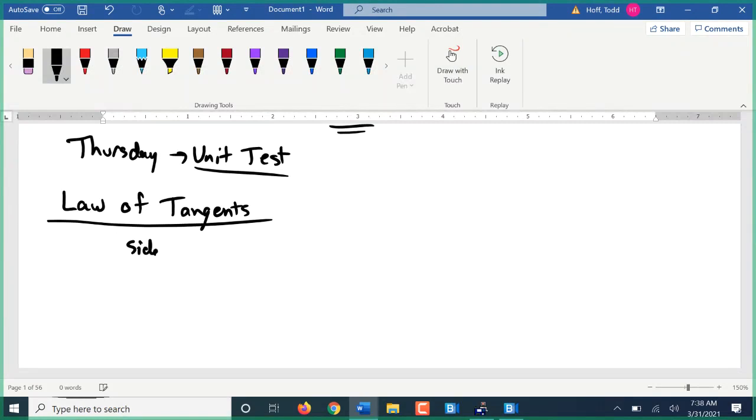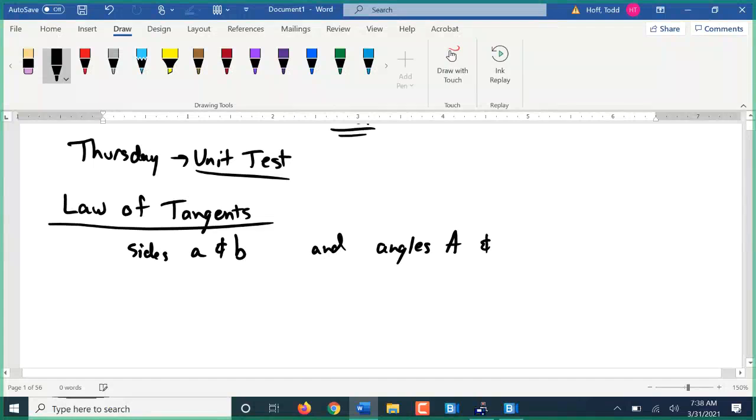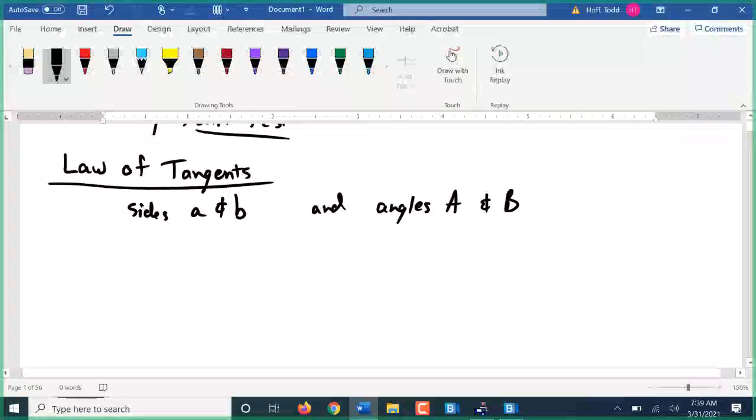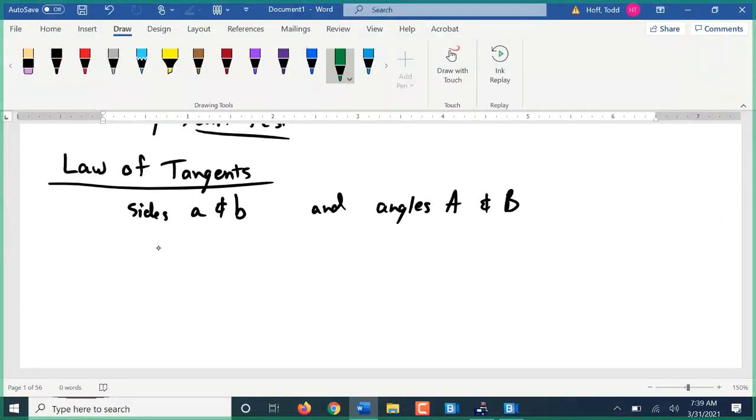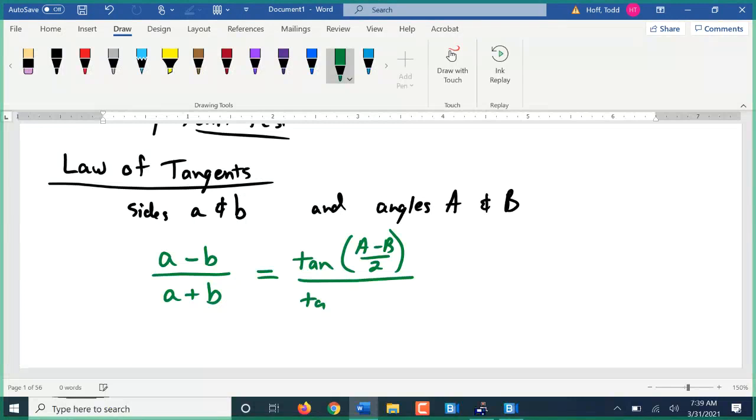So if we have sides A and B and angles, law of tangents tells us that the length of side A minus the length of side B over side A plus the length of side B, so that ratio of the difference of the sides to the sum of the sides, will be the same as the ratio of the tangents, tangent of (A minus B) over 2, over tangent of (A plus B) over 2.